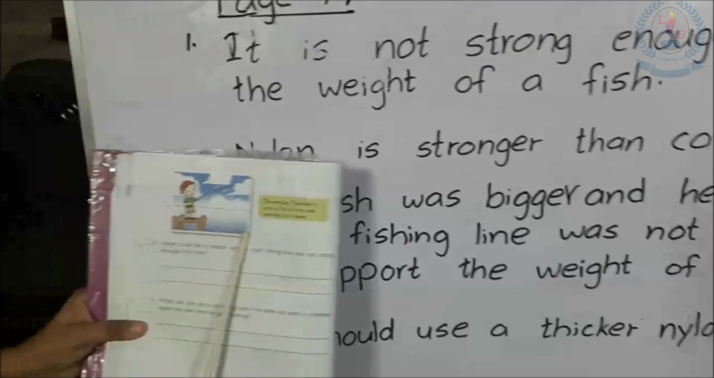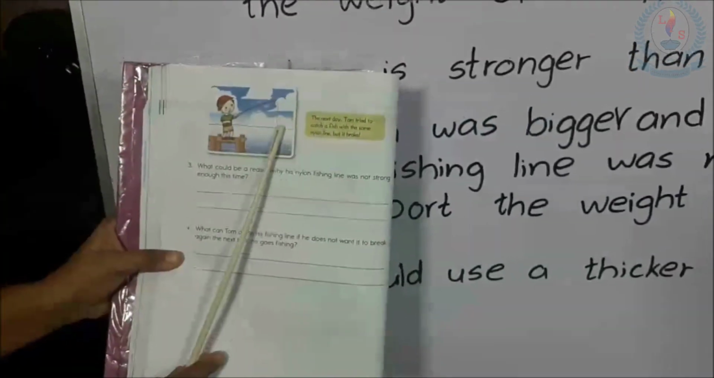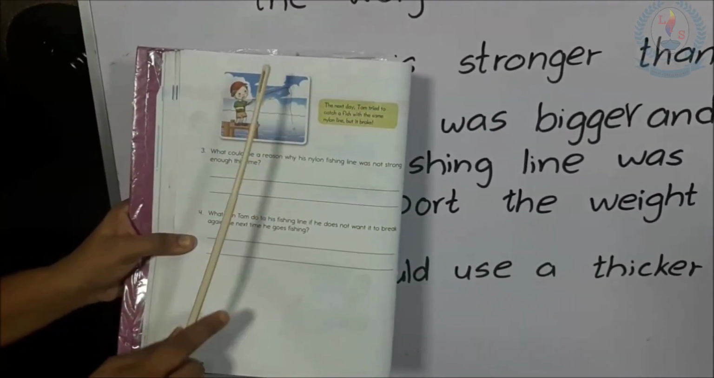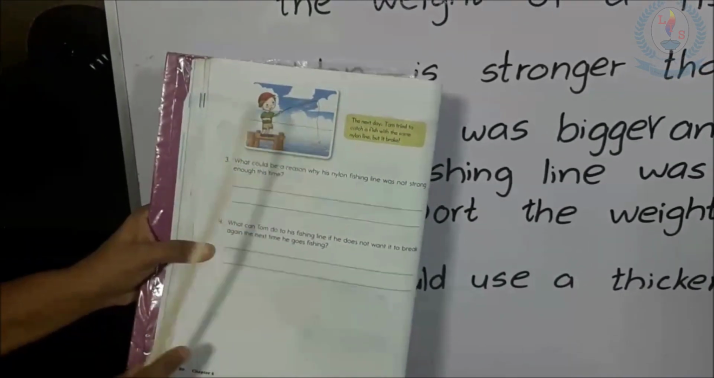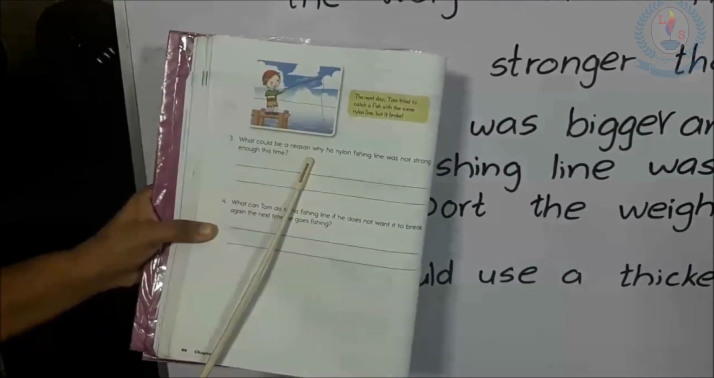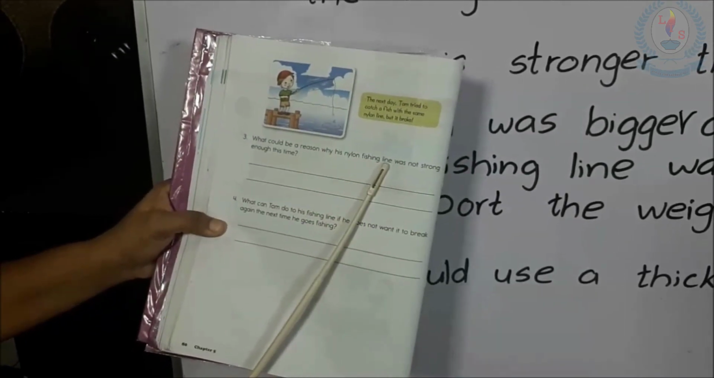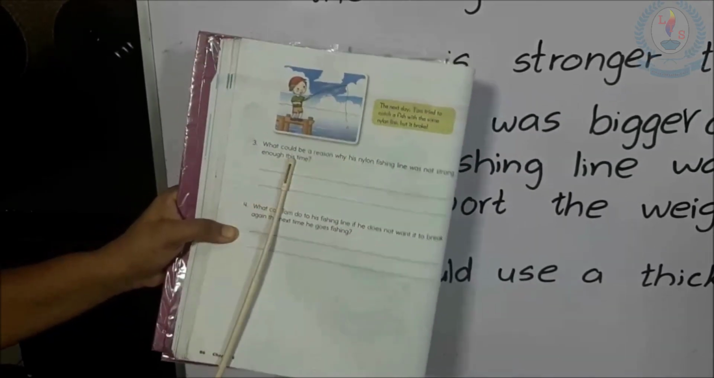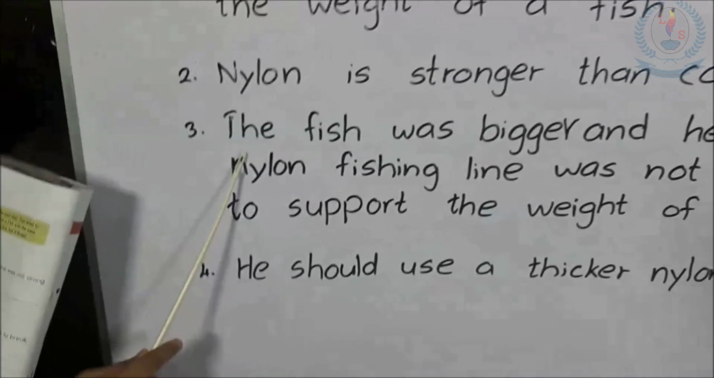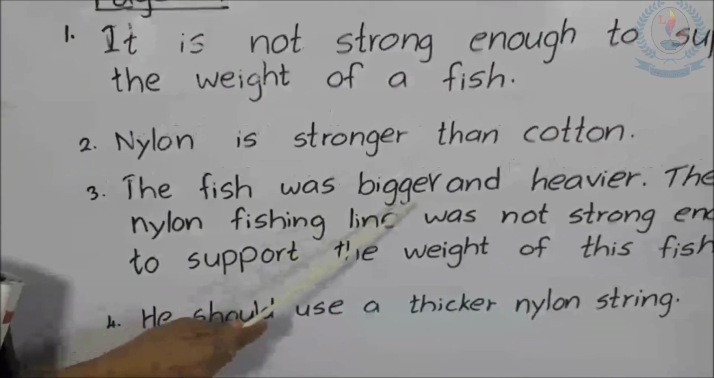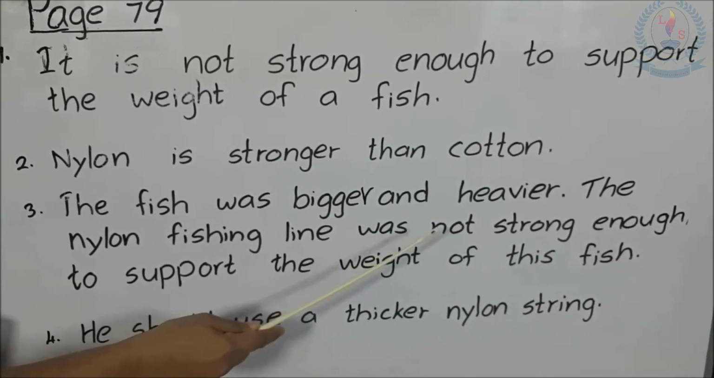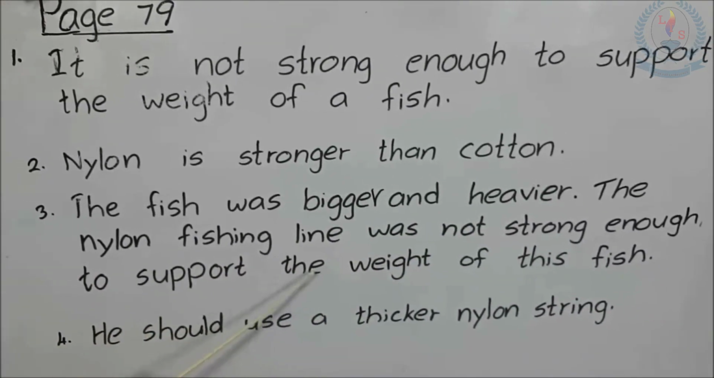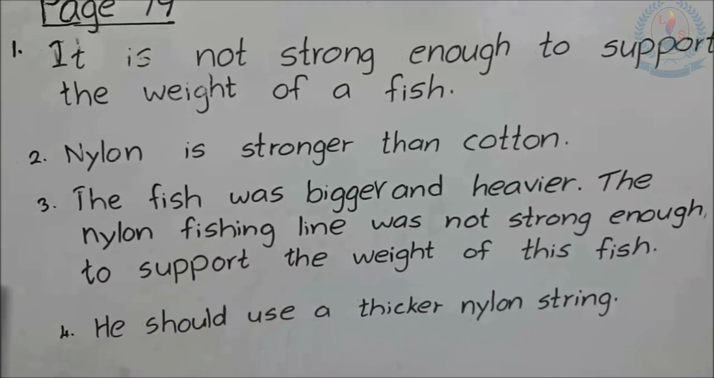Look at the third picture. The next day, Tom tried to catch a fish with the same size nylon line, but it broke. What could be a reason why his nylon fishing line was not strong enough this time? Answer. The fish was bigger and heavier. The nylon fishing line was not strong enough to support the weight of this fish.